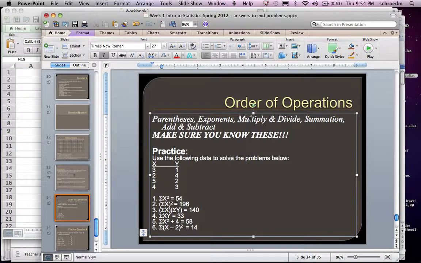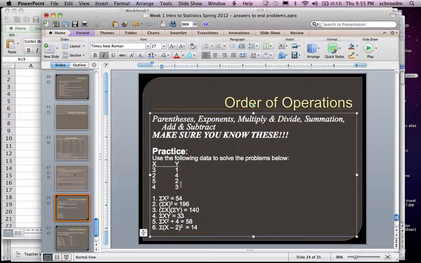Now these are the three major steps. The multiplying and dividing can both be done: multiply first, then divide, or divide then multiply. It doesn't really matter. Then summation, then add and subtract. And this is where people get these things confused a lot. Make sure you follow these orders.